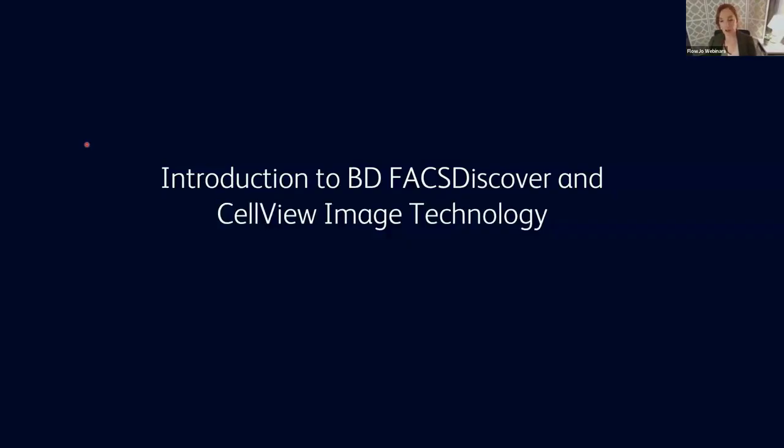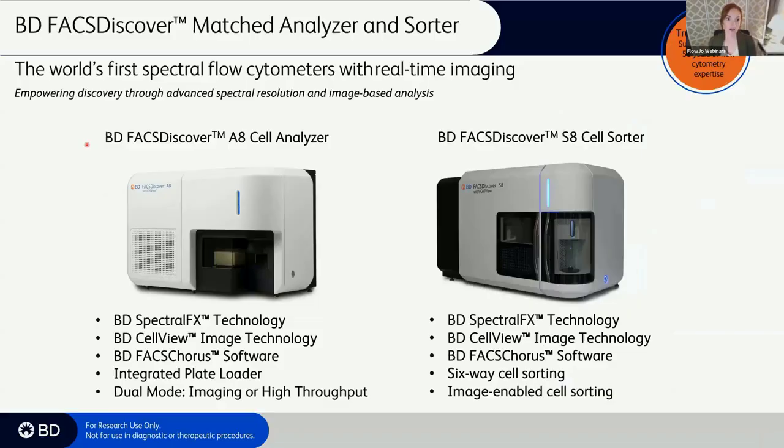So let's just quickly talk about the FACSDiscover family and also the CellView image technology. Right, so the BD FACSDiscover A8 cell analyzer and the BD FACSDiscover S8 cell sorter are basically the world's first spectral flow cytometers with real-time imaging. So these allow you to pair traditional spectral data, right, cytometric intensity data that we're used to seeing, like surface CD3 expression, surface CD4 expression, and quantifying the frequency of those parameters. But we also get the imaging component.